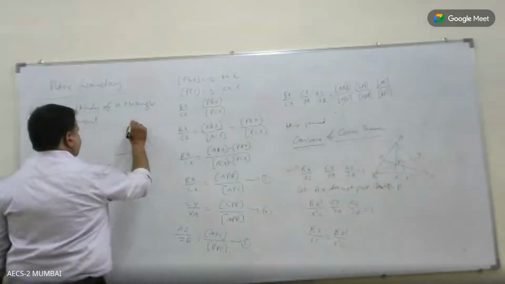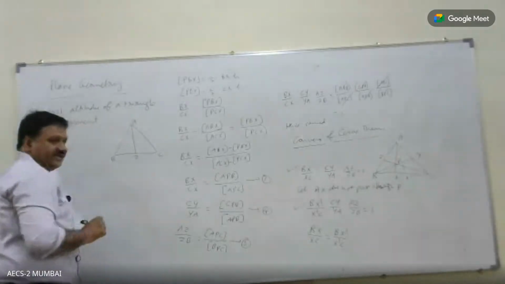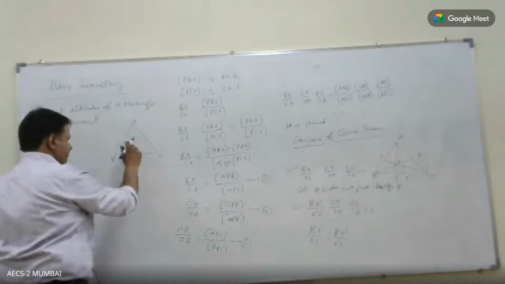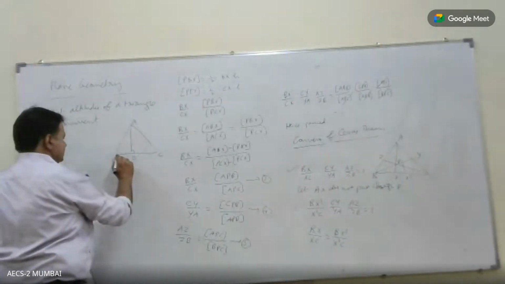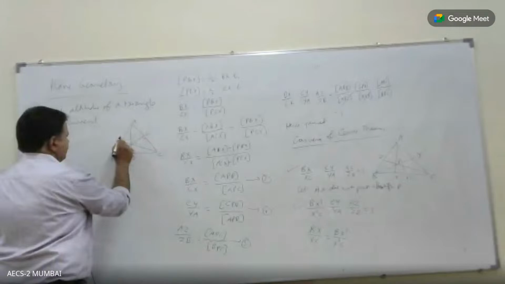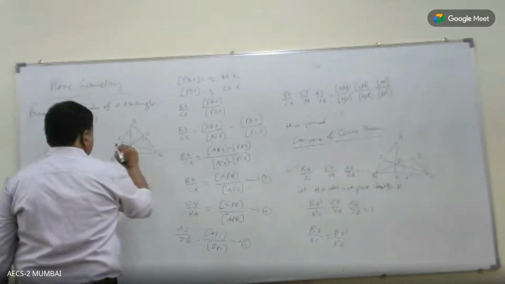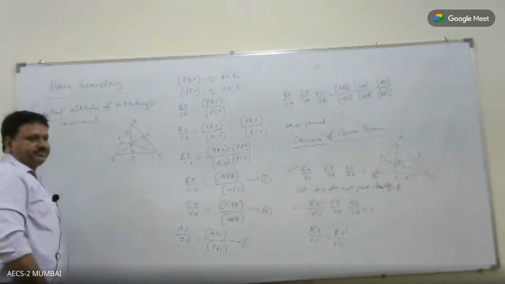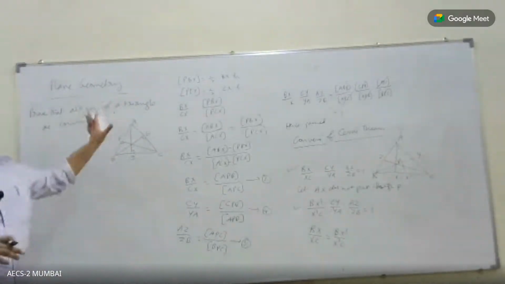So we take the triangle ABC. AD is a cevian and also an altitude. Altitude means perpendicular to the opposite side. Similarly BE, CF. So we need to prove that they are concurrent, that they will pass through the same point P. We will not depend much on this, so why do it unnecessarily?